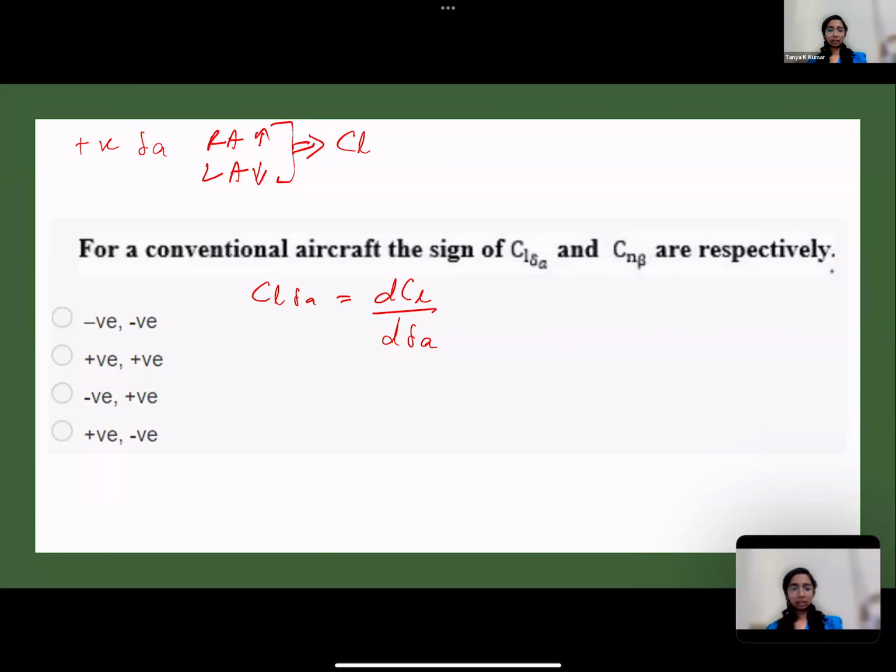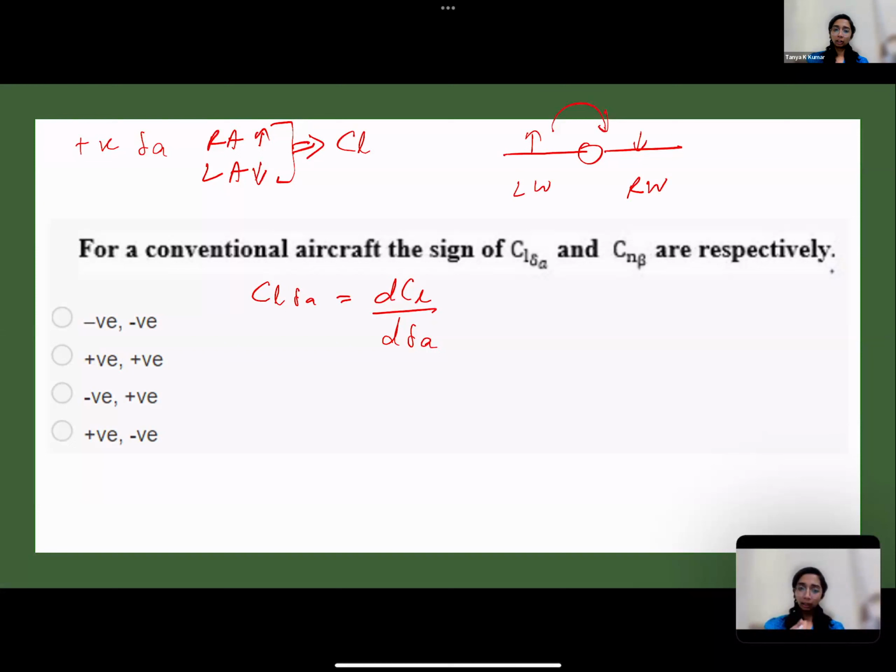Negative. If I deflect my right aileron up, the lift on the right wing reduces, no? Exactly. What about the left wing? When I deflect the aileron down, the lift increases. Yes? So this produces a clockwise rolling motion. Now that is positive or negative?